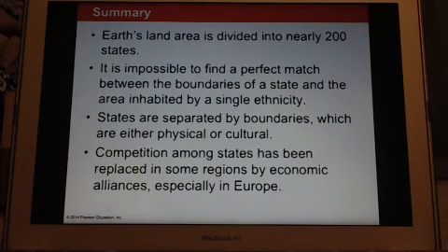So in summary, the Earth's land area is divided into nearly 200 states. It is impossible to find a perfect match between the boundaries of a state and the area inhabited by a single ethnicity. States are separated by boundaries which are either physical or cultural, and competition among states has been replaced in some regions by economic alliances, especially in Europe.